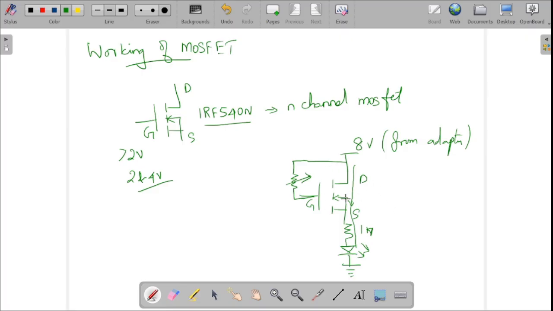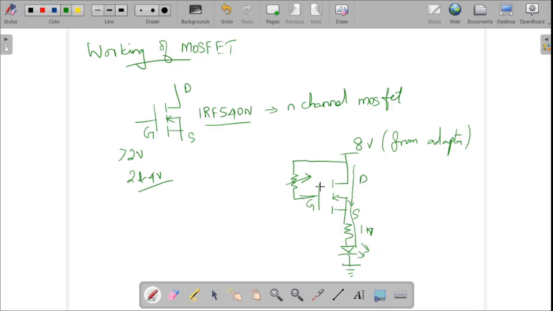Okay, so always remember, with the help of a MOSFET, by varying the gate voltage, you can control the output load. So you can connect a motor here. By controlling the gate voltage, you can control the speed of the motor. Okay, so here I have connected an LED to change the brightness. You can connect a motor and you can control the RPM.